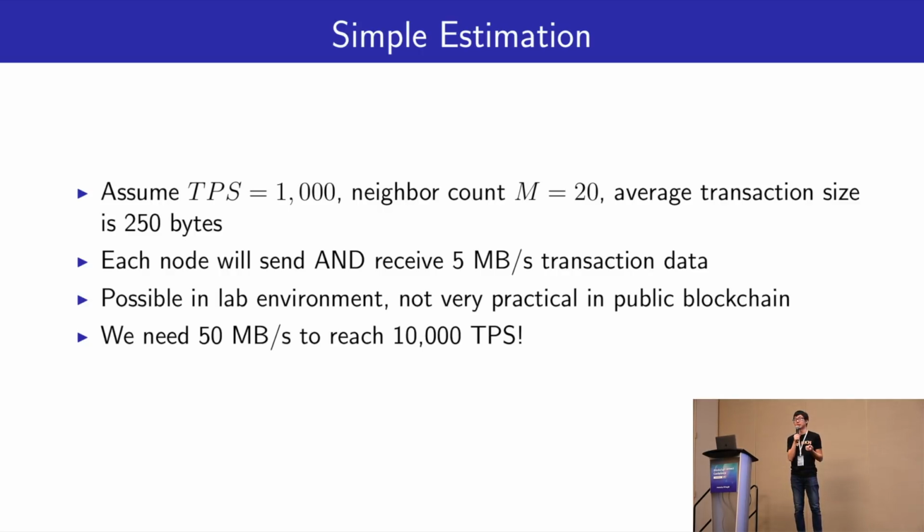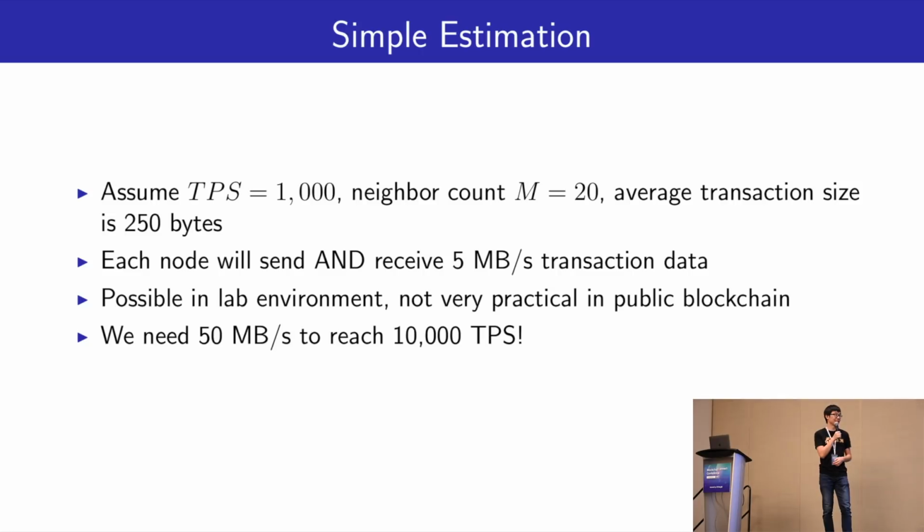That is possible in a lab environment, especially when the nodes are sitting together or in the same region in the cloud. But it's not practical in a public blockchain where nodes are global, and especially some of them are owned by the community and run on your computer at home. This is just 1,000 TPS. If we change it to 10,000 TPS, then each node needs to send and receive 50 megabytes of data per second, which is almost impossible for most nodes currently. It is worth mentioning that this estimation is regardless of which consensus algorithm is used. It's just based on the simple fact that each transaction needs to be broadcast to most of the nodes in the network.